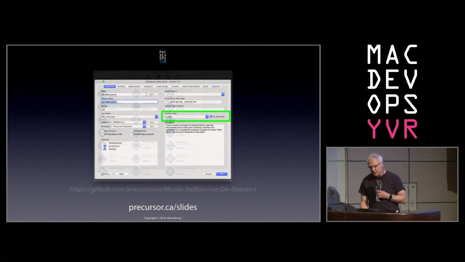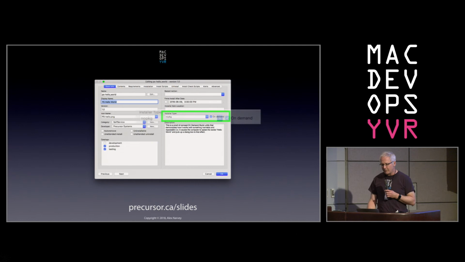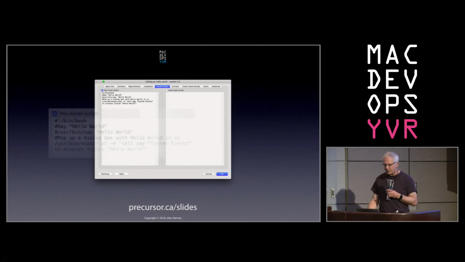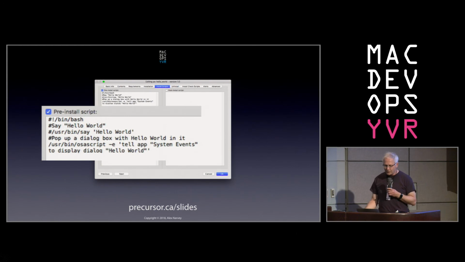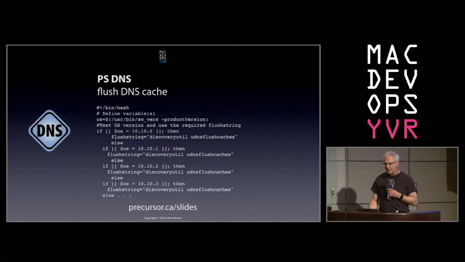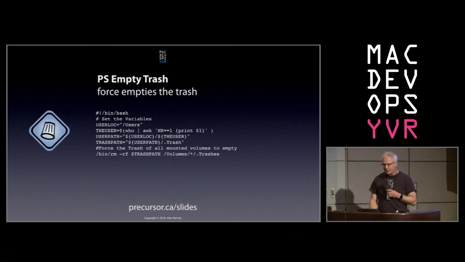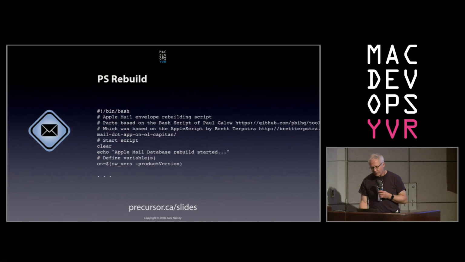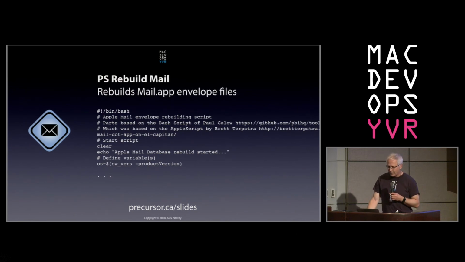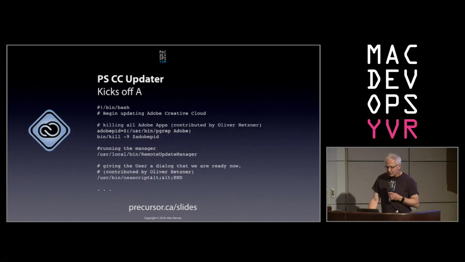In Monkey Admin, you just need to make a Monkey no package item and check the on-demand box. Then you put your script into the install script pane, and here's one for a hello world script. Here's one that helps the user flush the DNS cache without restarting. Here's one that helps the user force empty the trash. One that rebuilds mail app's envelope files in case mail is acting up, not like that ever happens. This one lets a standard user kick off an Adobe Creative Cloud update session.